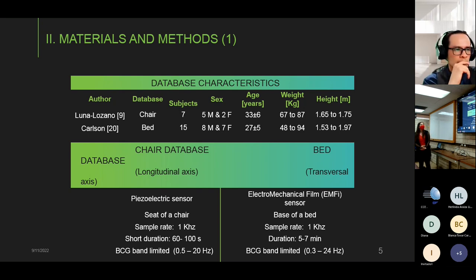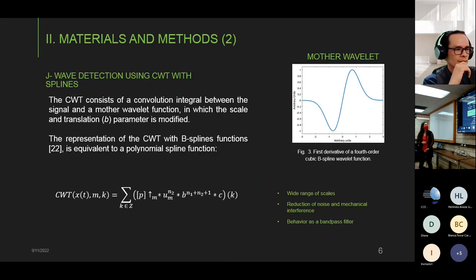The second database used was a public BCG database obtained by Carlson by an electromechanical film, placed on the base of a bed at a sample rate of 1 kHz, but with a longer duration between 5 and 7 minutes. These records were also band limited between 0.3 to 24 Hz. From this database, we only chose 15 records that meet the same criteria as the other database.